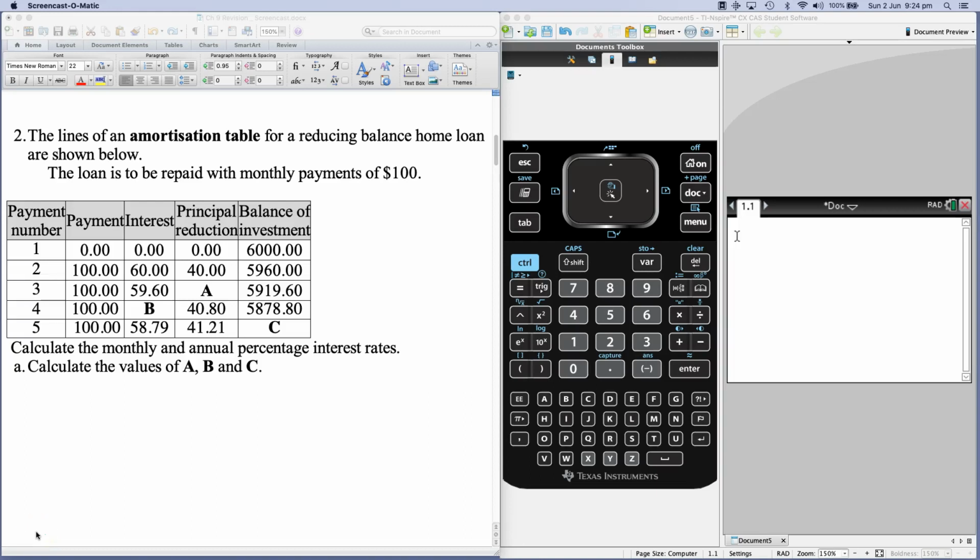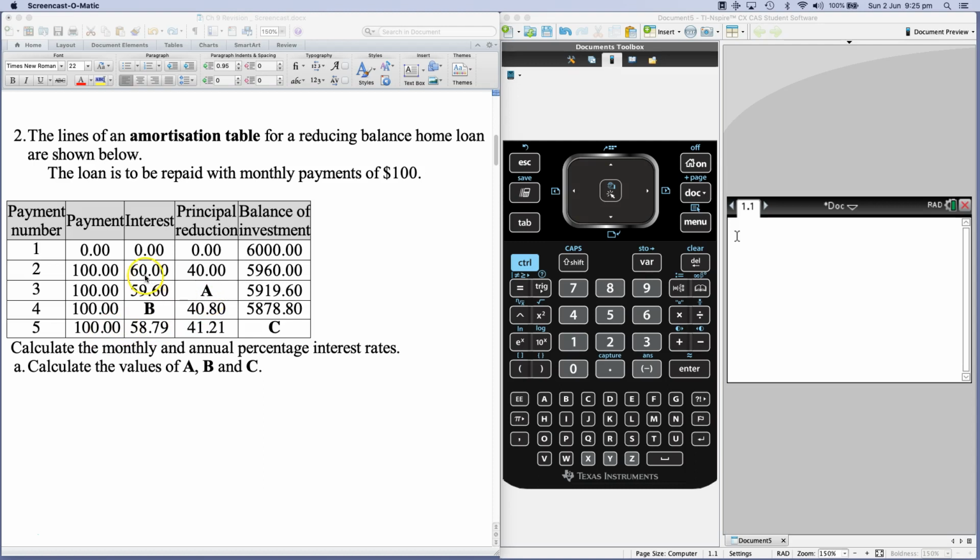Okay, so this next question, we're given an amortization table for a reducing balance loan, and we're not told too many other things. We need to be able to work things out with our knowledge of how this amortization table works. So remember at the start, we have our loan balance, and every month we're going to be charged interest, and that interest value will reduce every month.